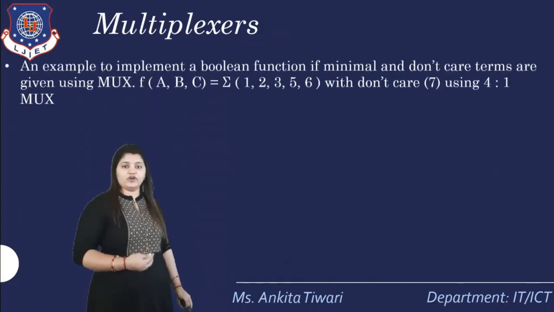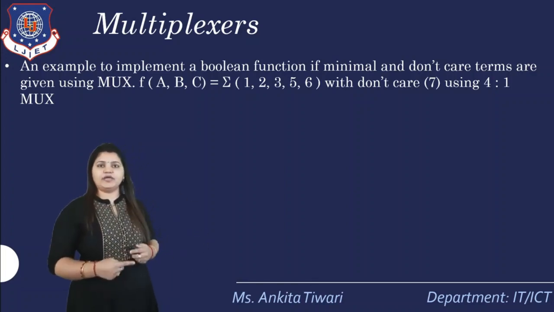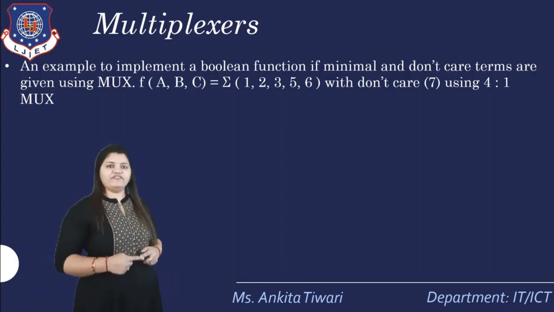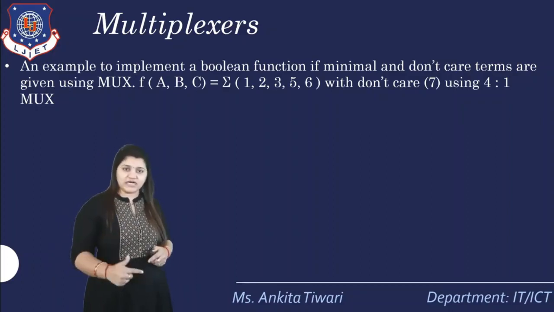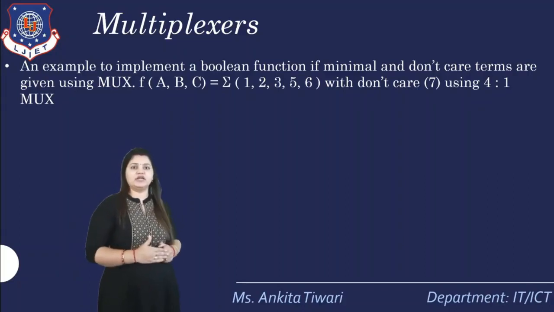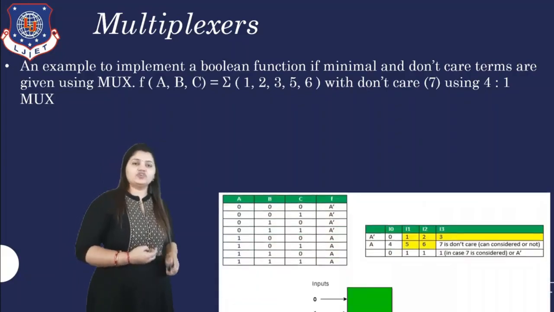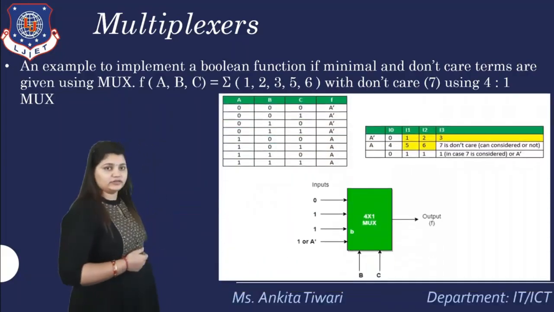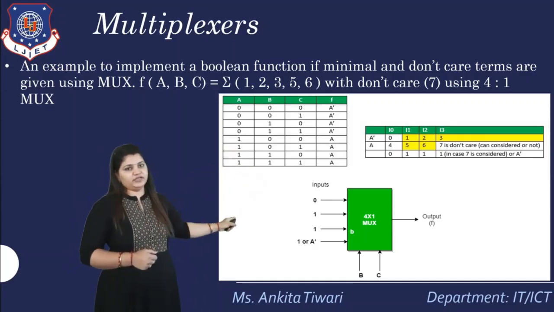Now the most important thing that we are going to study in this is an example: to implement a Boolean function, given with minterms and don't care terms, using a mux. That means we have to design the multiplexer using a Boolean function with 3 variables. Here the question is given as F of A, B, C, 3 variables, and the minterms are also given, with don't care 7. So here we will implement it using 3 steps, that is first the truth table, second the implementation table, and third the multiplexer itself.